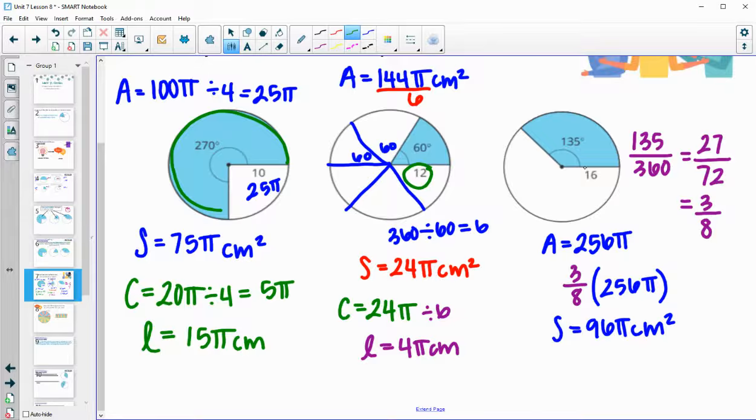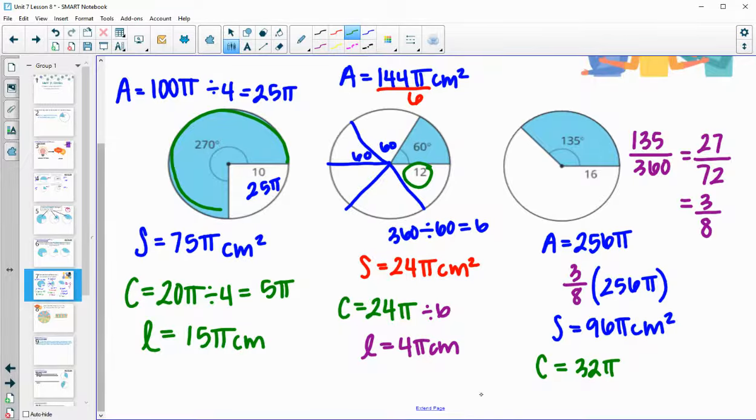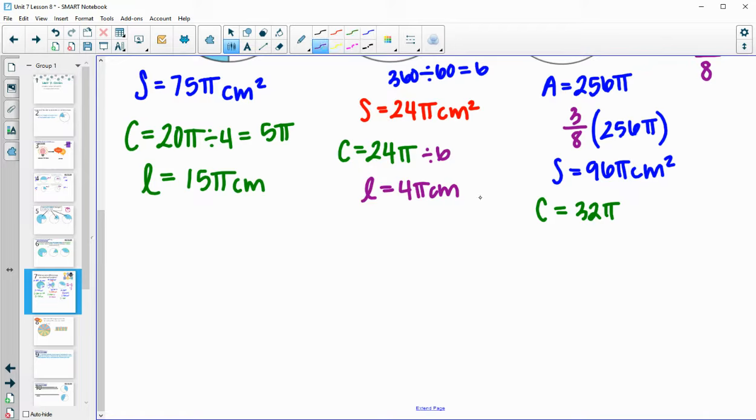And then circumference, remember we do 2 times the radius, which is 32, and then a pi. And now again, we want 3/8 of this. So we're going to do 3/8 of the total circumference, which is 32 pi. So if you do 3/8 of 32, so 3 divided by 8 times 32, you end up with 12 pi centimeters. So that's one way you could have done it, by looking at the fraction there.